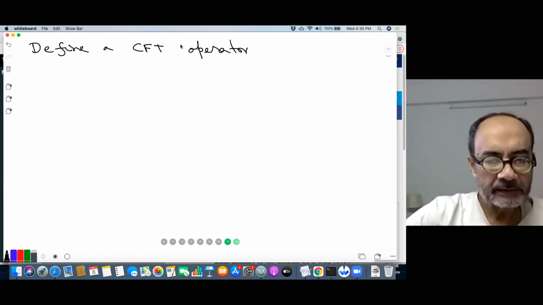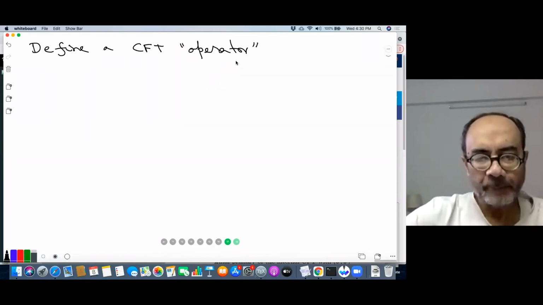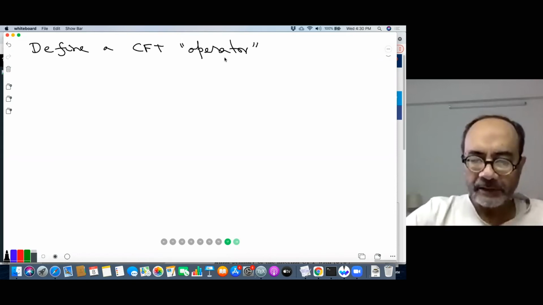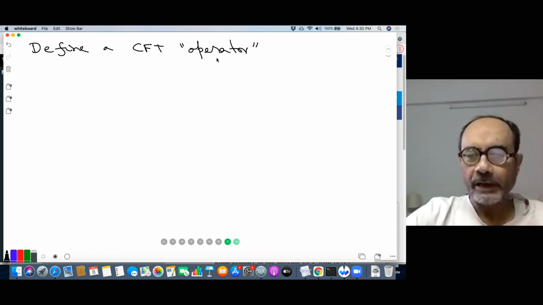Now, operator I put in quotes, because as we discussed, a CFT on a higher genus Riemann surface doesn't really have a full Hilbert space interpretation. But I call it operator only in the sense that we know how to calculate its correlation functions. So whenever I am talking about a CFT operator, you should think of this as being eventually put inside a correlation function.